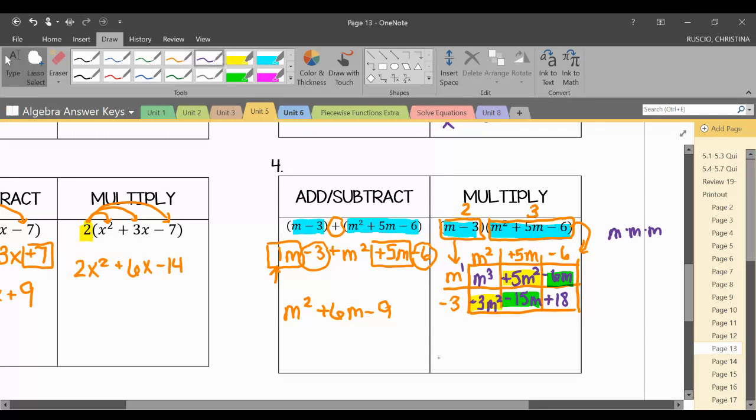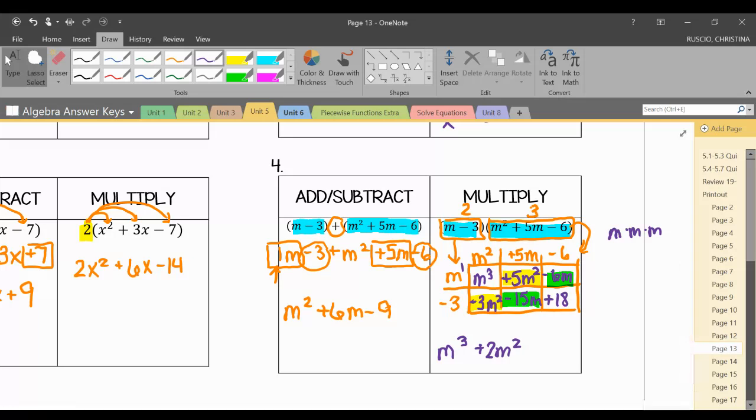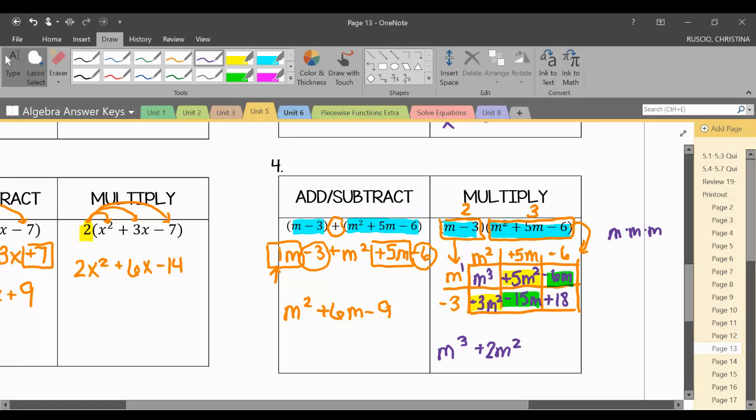So when I write my final answer, I'll have m to the third power plus 2m squared. I just grouped together my highlighted. Notice how I'm adding now, so my powers will not change. That's why it stayed m squared. And then minus 15m and a negative 6m together become a negative 21m plus 18. Okay, so clearly the multiplication has way more math involved.